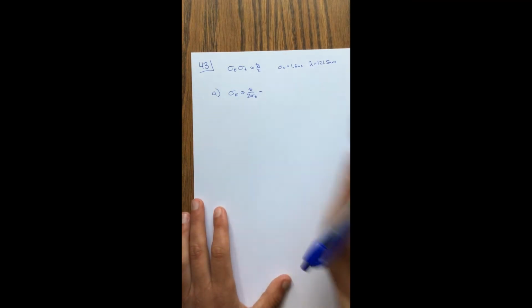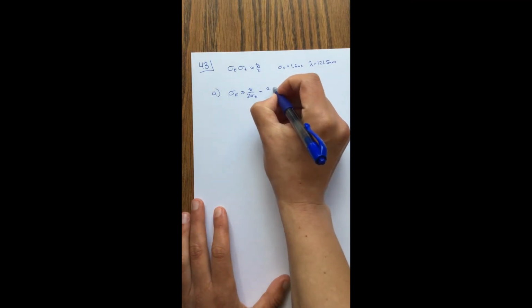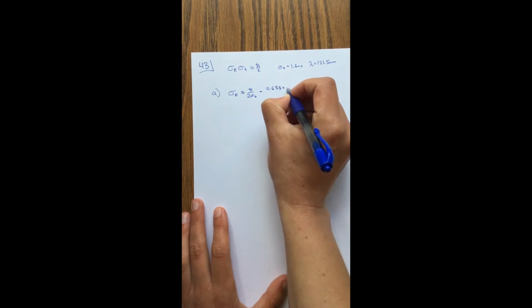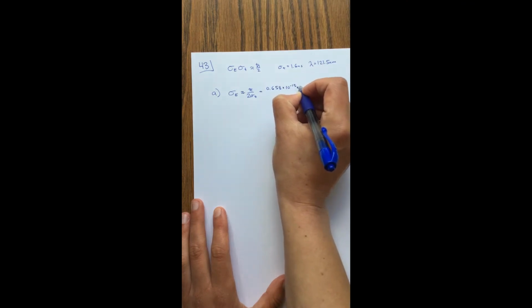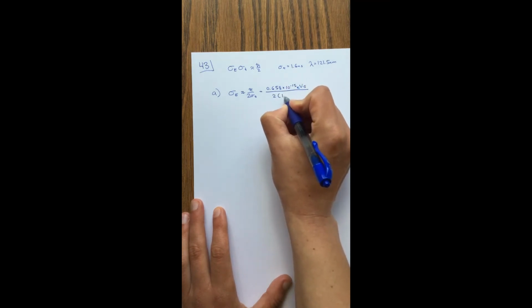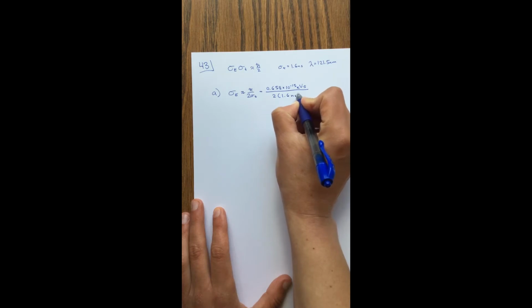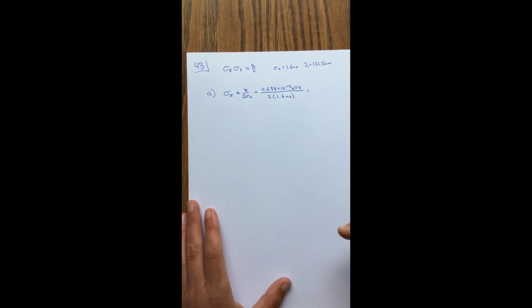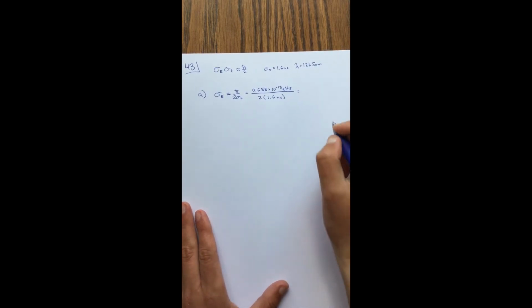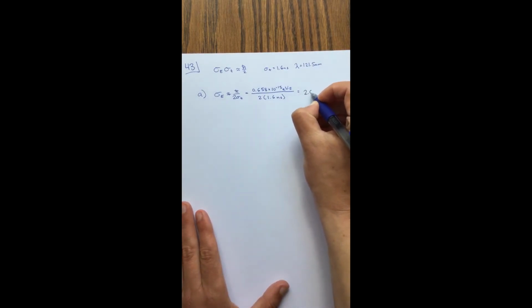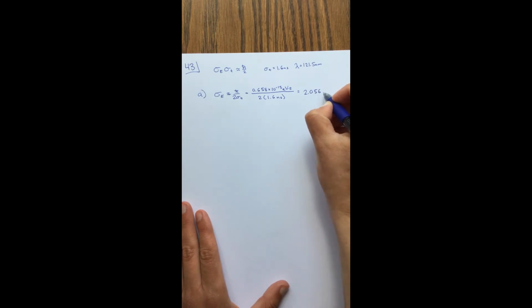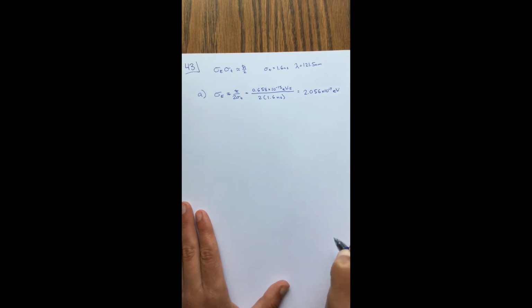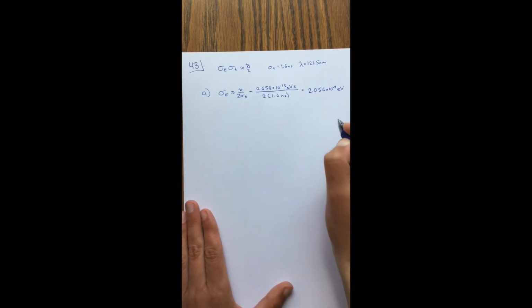So we have 0.658 times 10 to the negative 15th electron volt seconds divided by 2 times sigma t, which is 1.6 nanoseconds. And this gives us 2.056 times 10 to the negative 7th electron volts. That's our answer for part A.